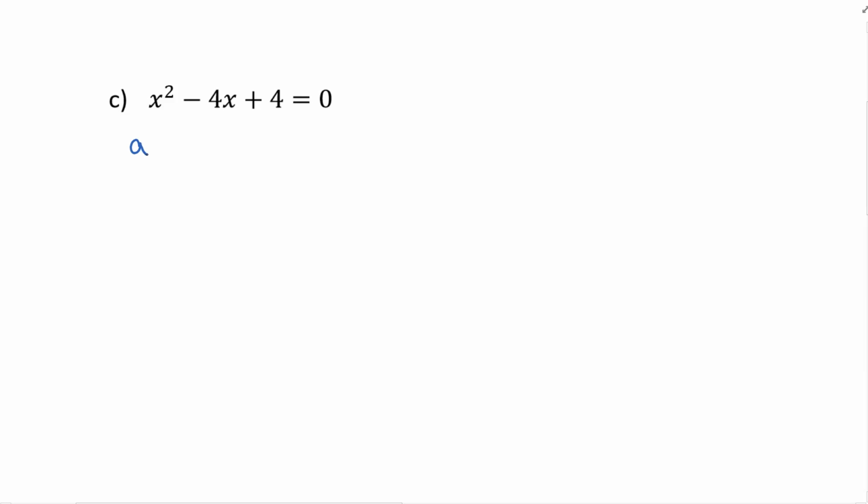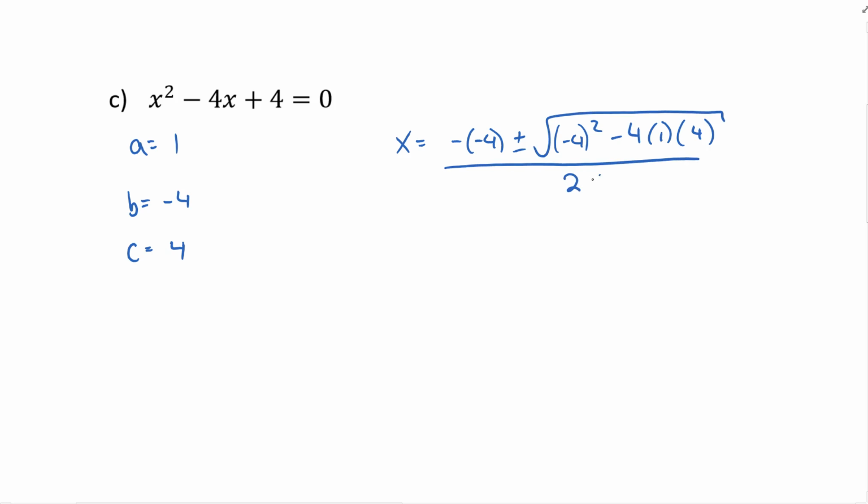So again, same as before, A is 1, B is negative 4, and C is 4. X is equal to negative B plus or minus the square root of B squared minus 4 times A times C, all over 2 times A. So why in this case are we not having two roots? Let's see what happens. So this is now positive 4 plus or minus the square root of 16 minus 16. Interesting. Why do I say that?